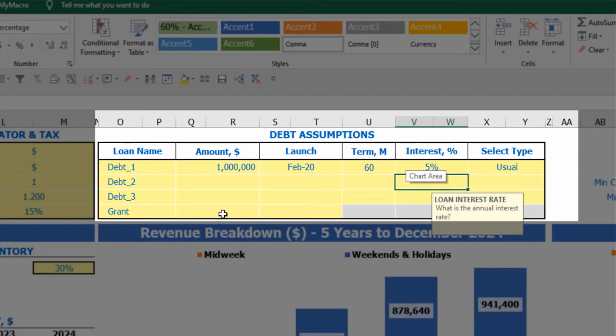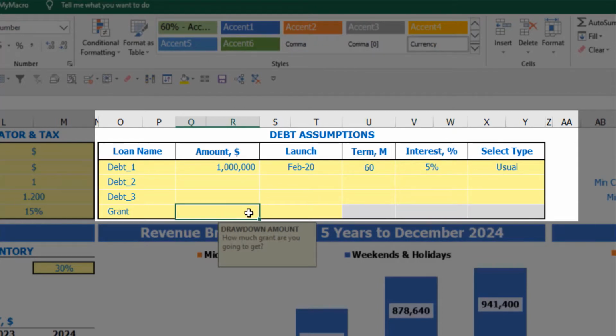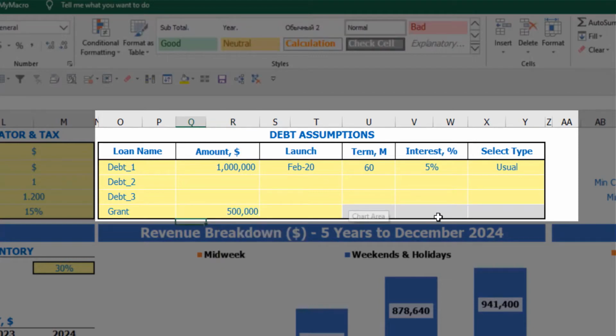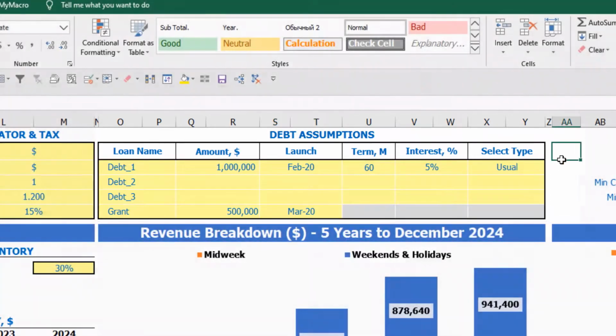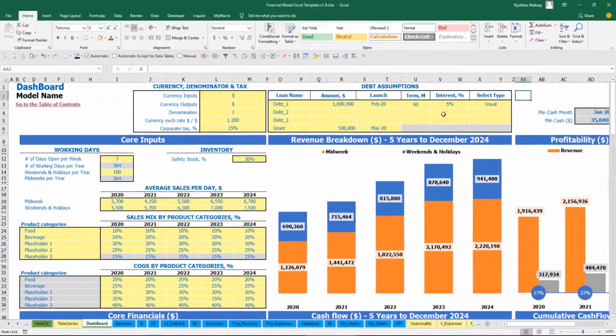You may also input the grant, which is just a simple amount paid in some specific months, and that's it. No repayments, no terms in terms of interest.